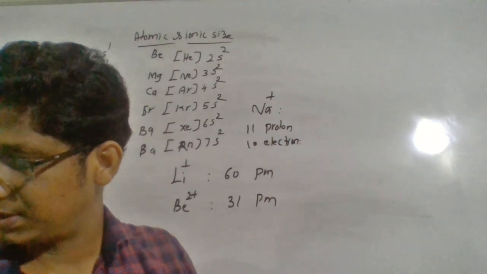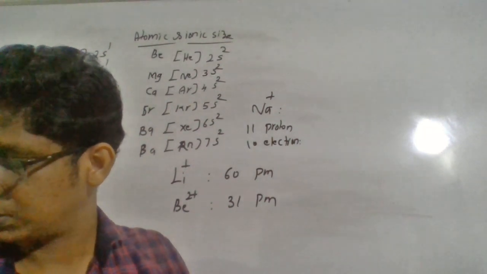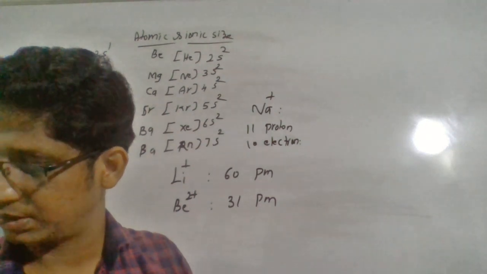So that's the point related to atomic and ionic size. The data are given in the textbooks. Please go through them to have the values in your mind. Okay.